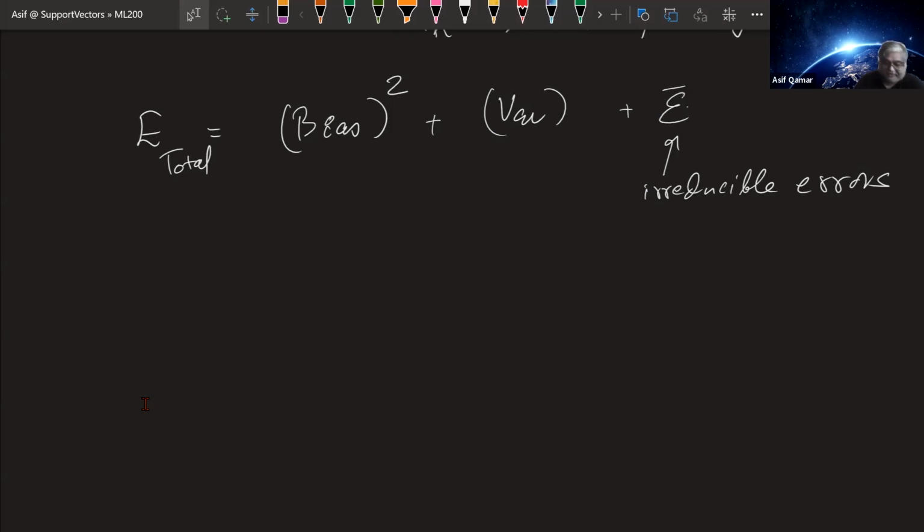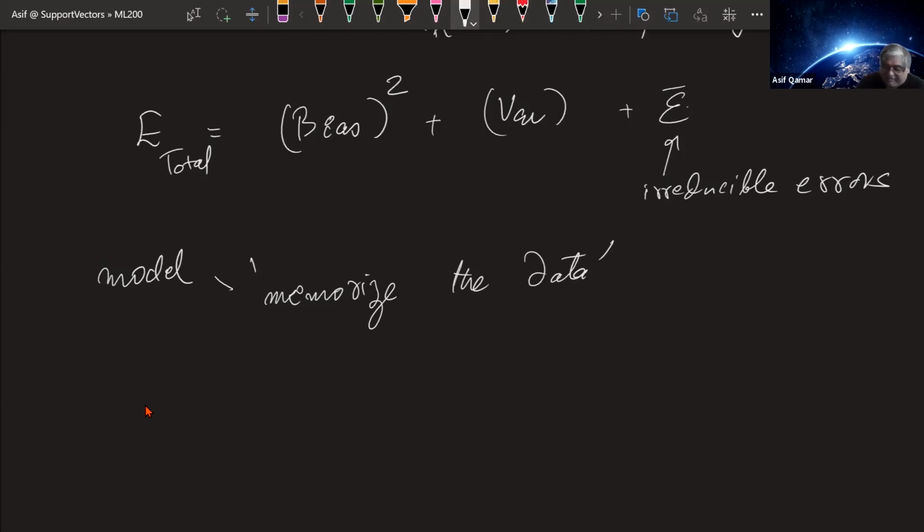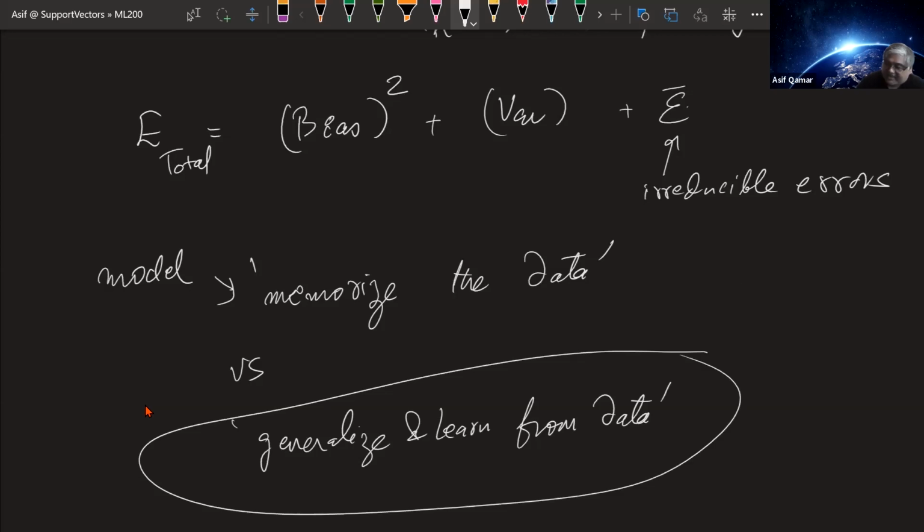So in machine learning, the worst thing that you can do is for the model to memorize the data. Now my spelling is atrocious. Let me think. Memorize, S-E or Z-E? I don't know. Memorize the data, versus generalize and learn from data. Machine learning's goal is to do this and not do this. This is the worst thing that can happen.